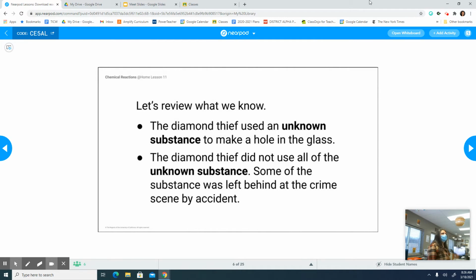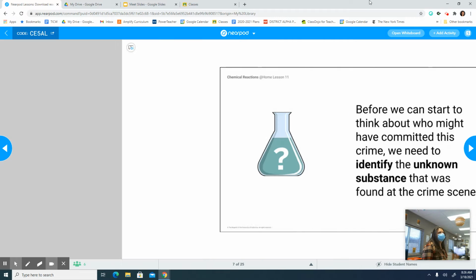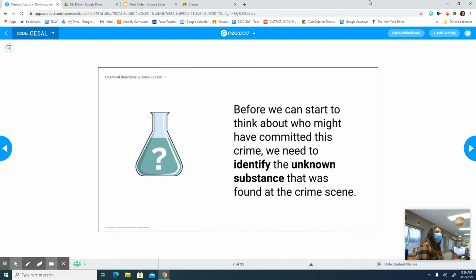Let's review what we know. We know that the diamond thief used an unknown substance to make a hole in the glass. The diamond thief did not use all of the unknown substance. Some of the substance was left behind at the crime scene by accident. Before we can start to think about who might have committed this crime, we need to identify the unknown substance that was found at the crime scene.